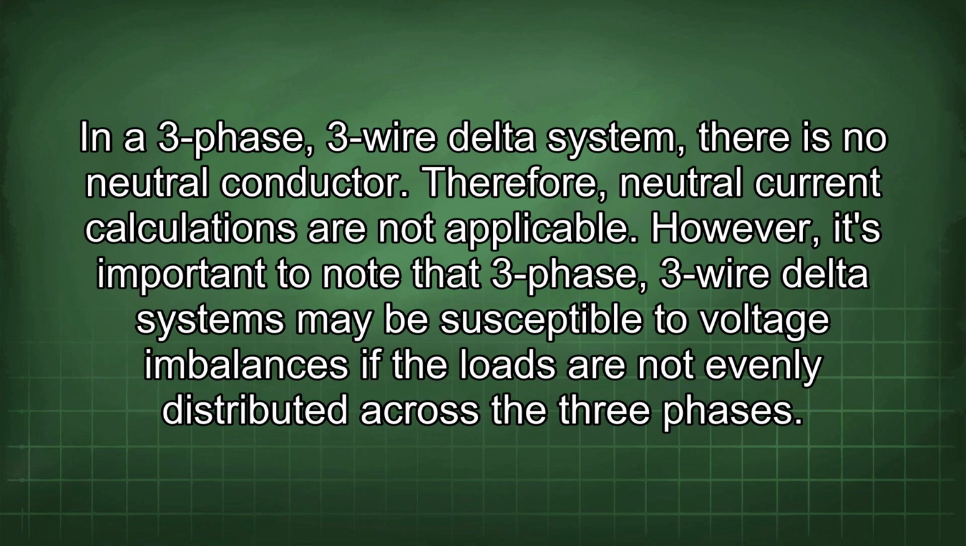In a three-phase, three-wire delta system, there is no neutral conductor. Therefore, neutral current calculations are not applicable. However, it's important to note that three-phase, three-wire delta systems may be susceptible to voltage imbalances if the loads are not evenly distributed across the three phases.